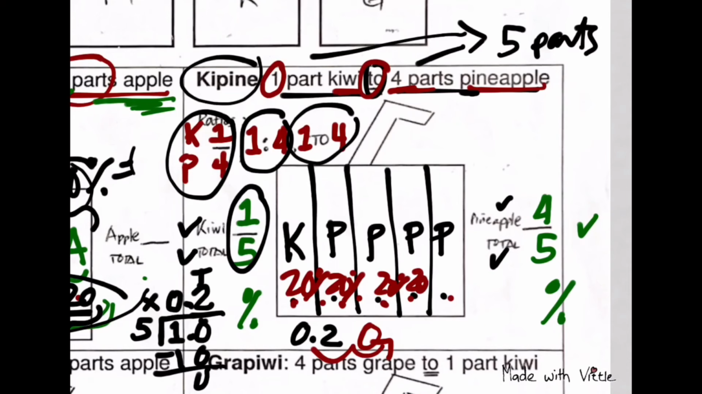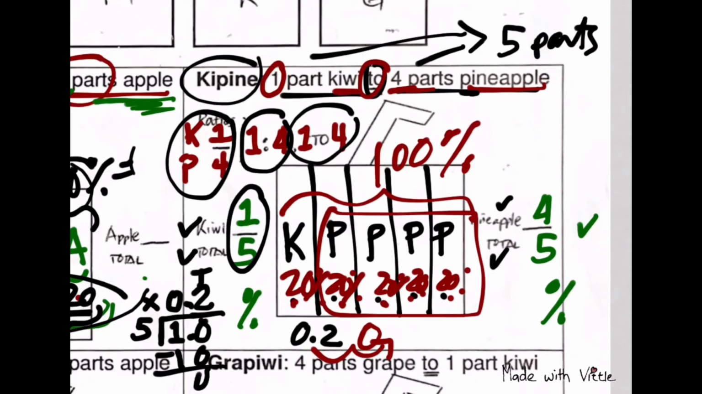Okay? Now, if you add all this, it's going to be equal to 100%. Everything is equal to 100%. But how much percent is just pineapple? That's 20, 40, 60, 80. So you already know that 4/5 is 80%, which is more than the kiwi. So we can say that this is more of a pineapple taste.